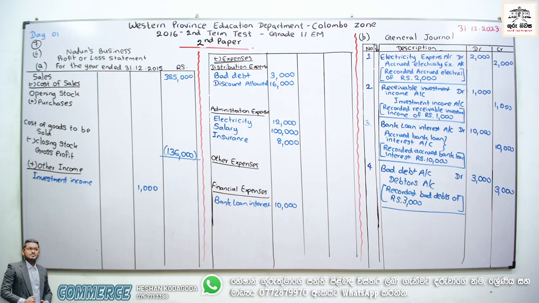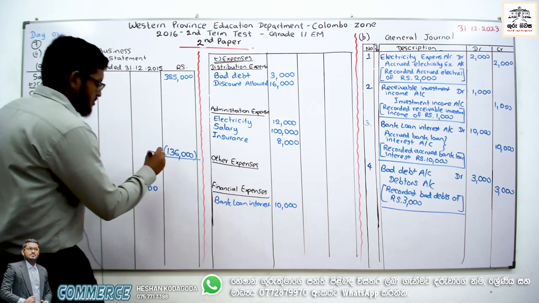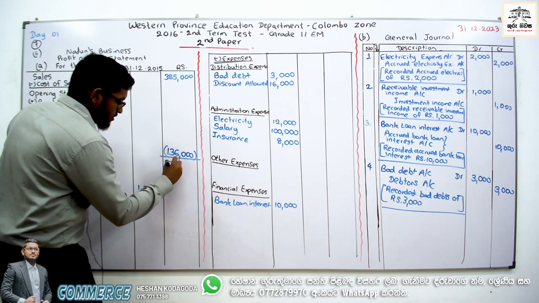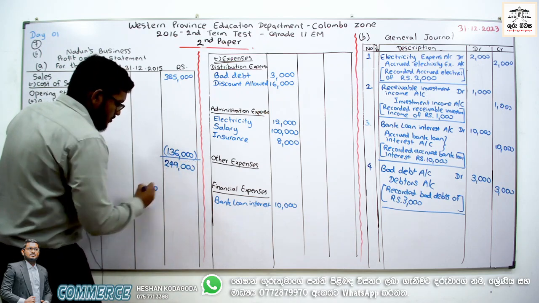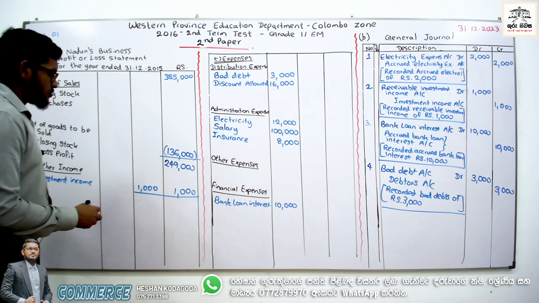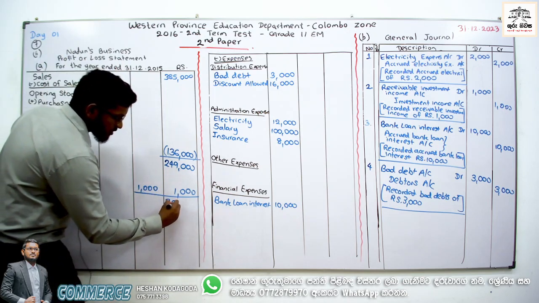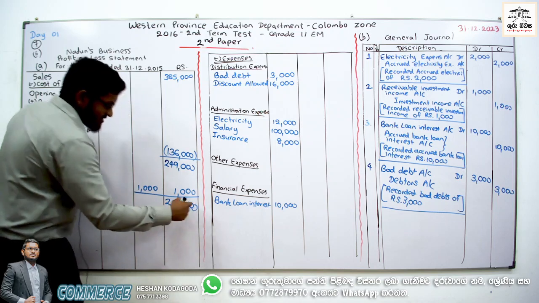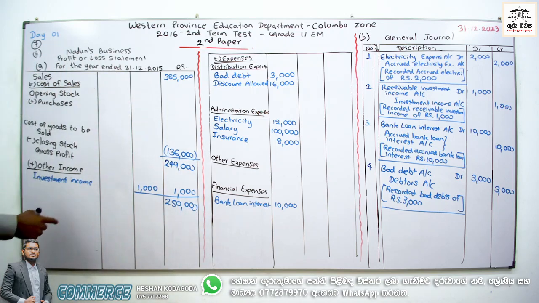When it comes to gross profit, 385,000 minus 136,000 is 249,000. So once we add this 1,000, Sritika, you are correct. It's 250,000. This is gross profit plus other income. Sorry, Sritika, you are correct. Am I clear to you?